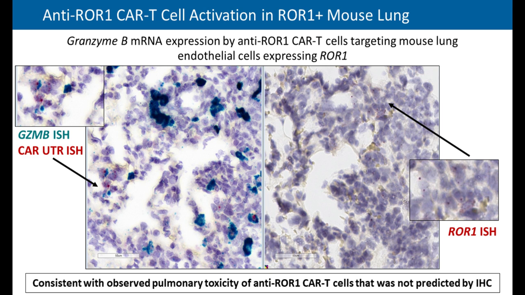But when they used RNAscope to visualize ROR1 expression, as you can see, there is very low but some basal level of ROR1 expression in this lung tissue, as a result of which these CAR T cells were not only present but now engaging within the lung, causing pulmonary toxicity in this particular preclinical model. And this showed them that the ROR1 CAR T therapy had on-target, but off-tumor effects, which can be potentially toxic.